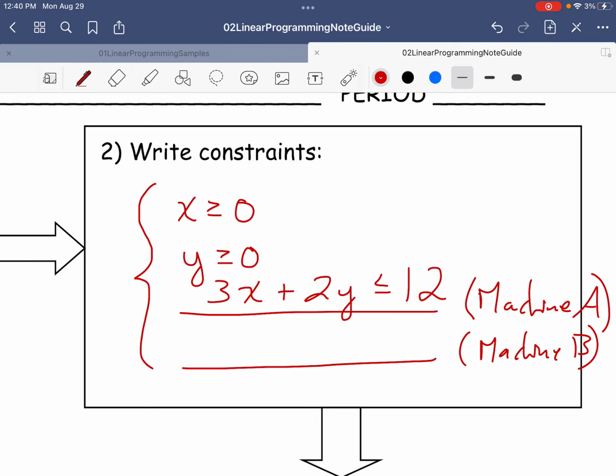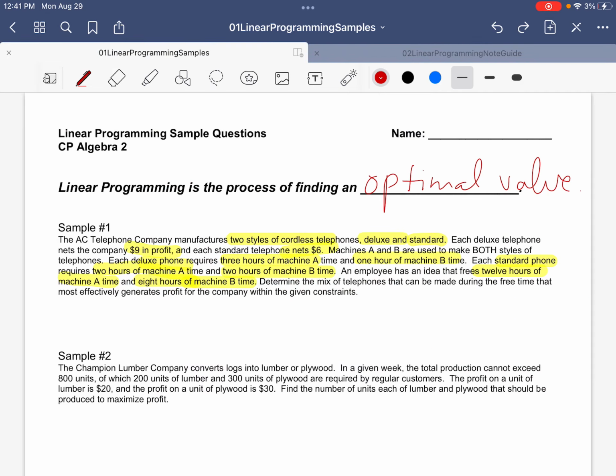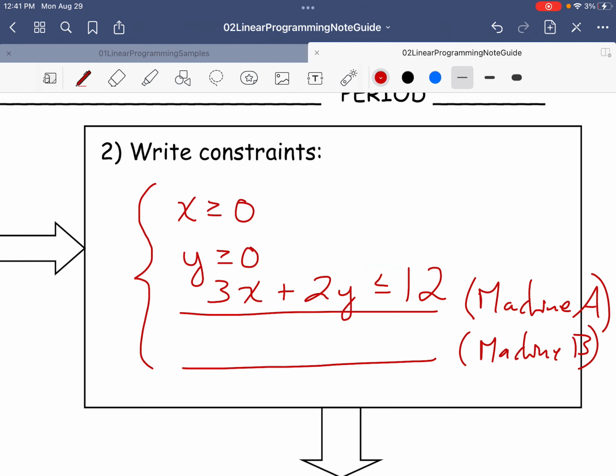I wonder if you can write the constraints for machine B. Yes, I'm going to write it down in a second, but it would be even better if you try to write it down. Let's go back to the sentence. It says 1 hour for machine B, and it says 2 hours for machine B. And of course, that's for each type of phone. So 1 hour for every x phone, 2 hours for every y phone. And that can't be greater than 8. Why can't it be greater than 8? That's the amount of hours available for machine B.